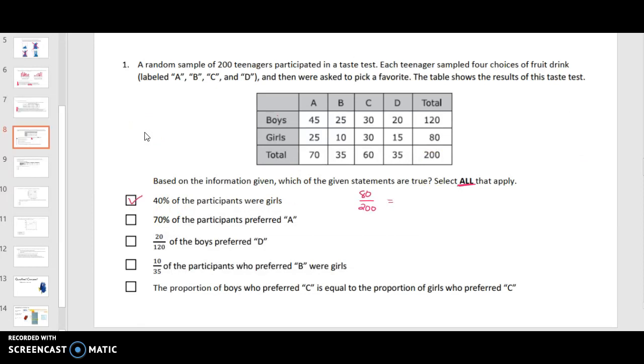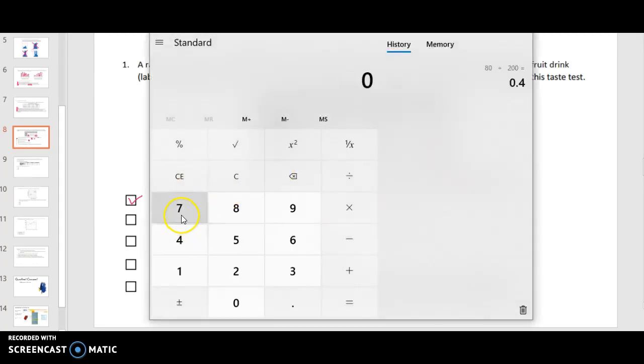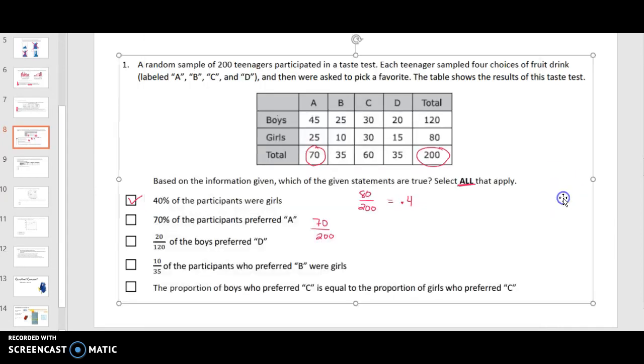40% of the participants were girls. Okay, 70% of the participants preferred A. Let's look at the A column, and that total was 70. And the total number of people questioned was 200. If we put this in our calculator, 70 divided by 200 is 0.35. That's 35%. So that one's not true, and we're not going to check it off.